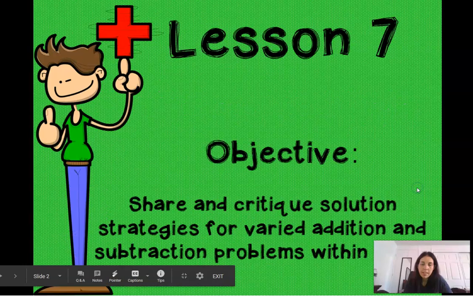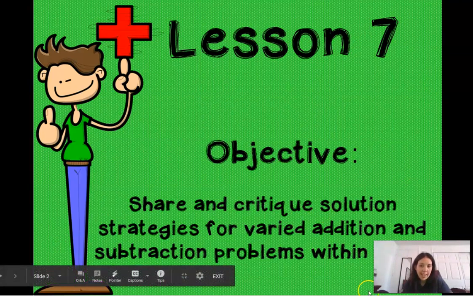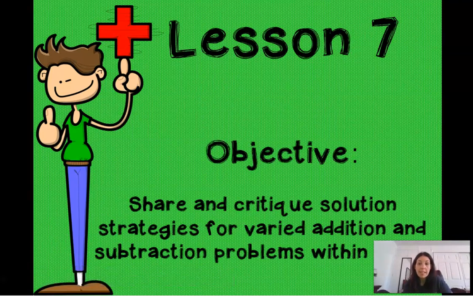Lesson 7. Our objective today is to share and critique solution strategies for varied addition and subtraction problems within 1000. So today, you're going to be thinking about what strategies you can use to solve these problems. It would be helpful if you have somebody around you that you can talk about your solutions with. If not, I want you to at least be thinking about what solution you could use to solve the problem.